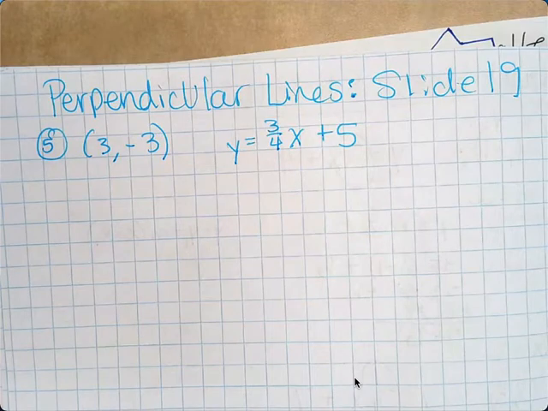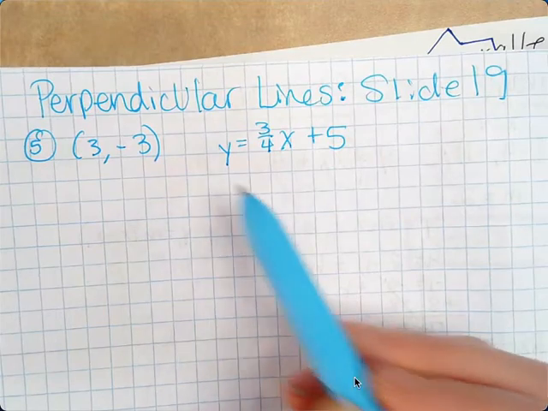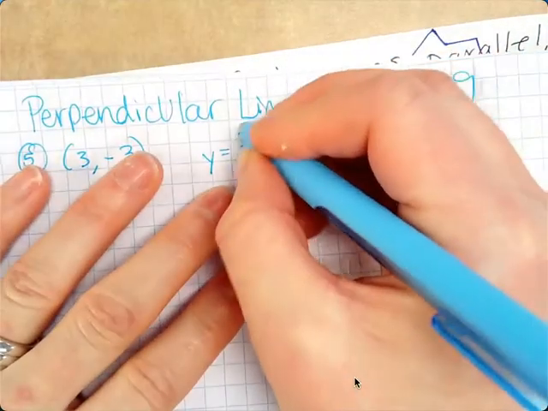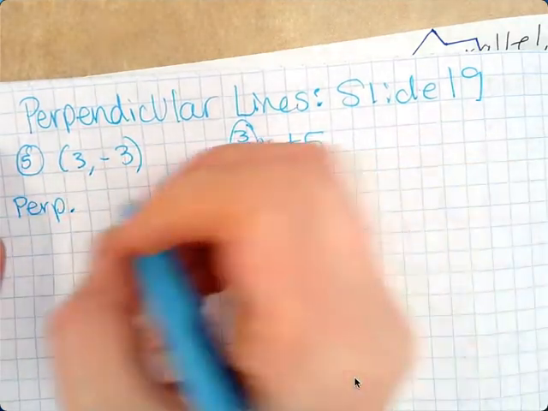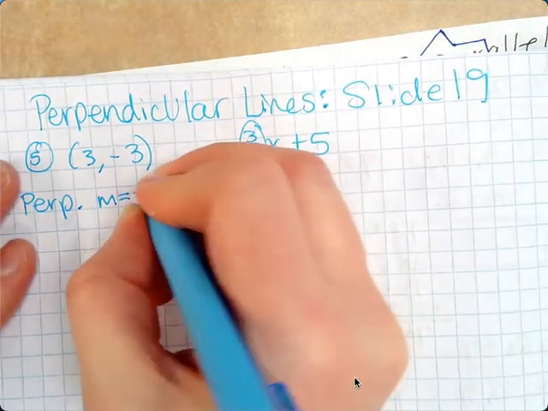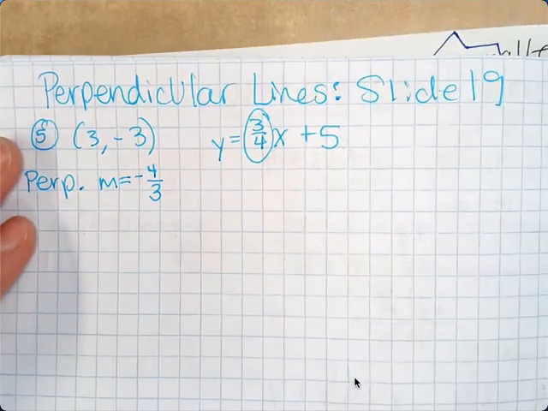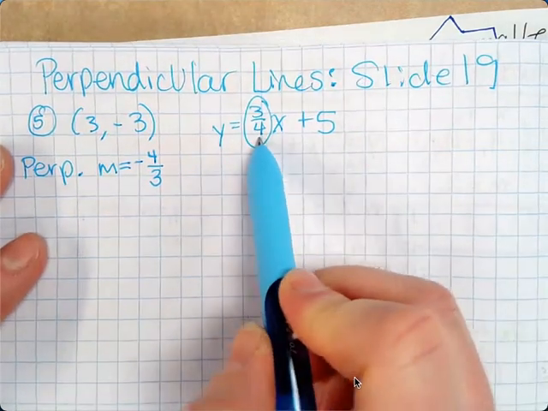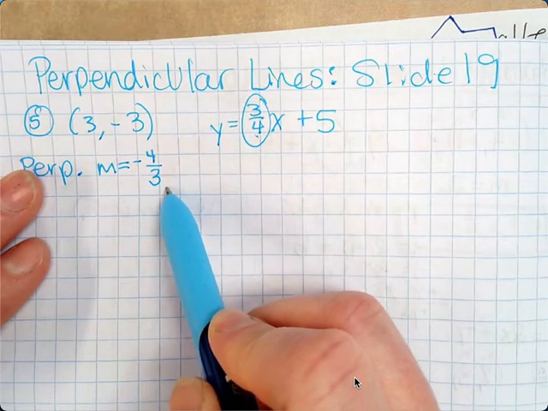This time we're finding the perpendicular line to this line. So we need to look at what the slope is and then write the perpendicular slope. The slope is 3/4. The perpendicular slope, which I'm going to abbreviate, is when you flip it and change the sign, so it's negative 4/3. Because our original slope is 3/4, the slope of a perpendicular line would be negative 4/3. Flip it, change the sign.